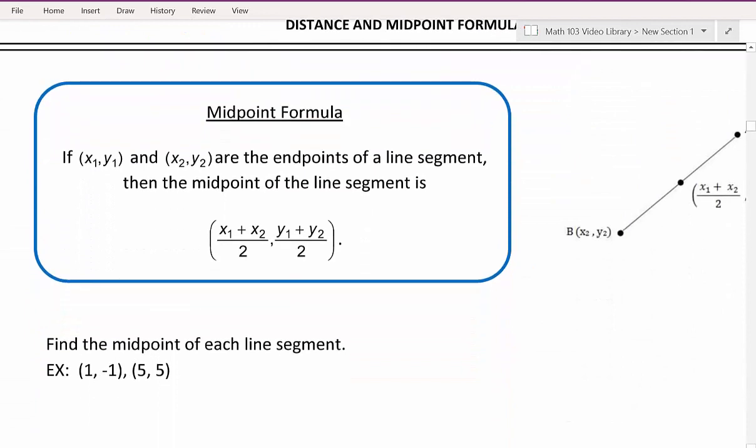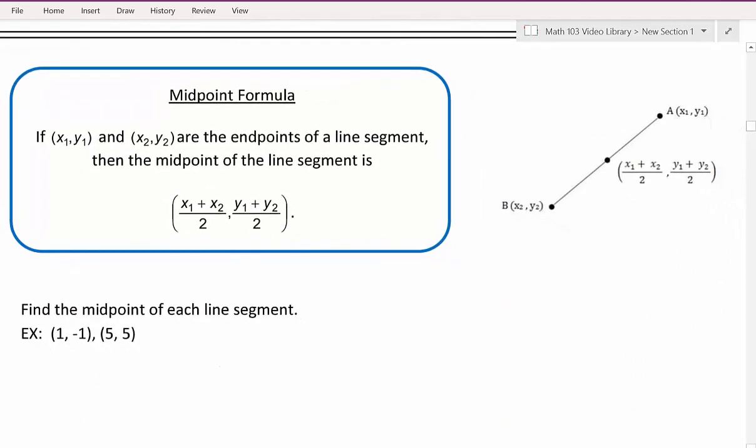Next, we're going to discuss the midpoint formula. This is what we do to find the midpoint or the halfway point between 2 points in the plane. So if x1, y1, and x2, y2 are two endpoints of a line segment, then the midpoint of the line segment is (x1 plus x2) divided by 2, comma, (y1 plus y2) divided by 2.